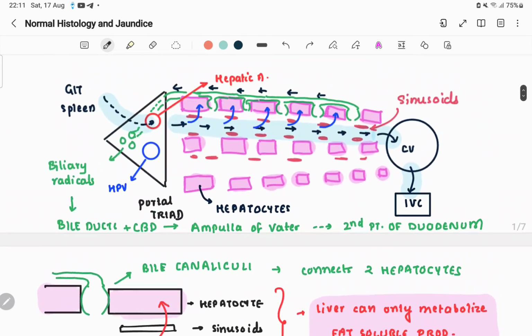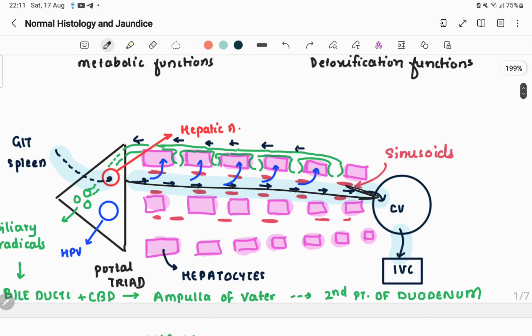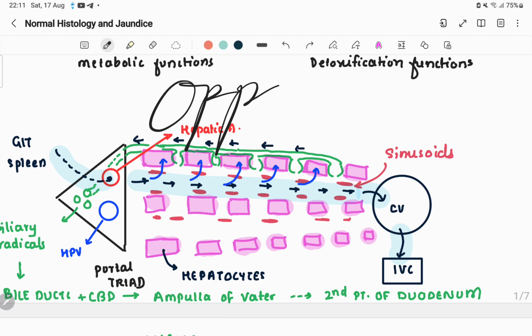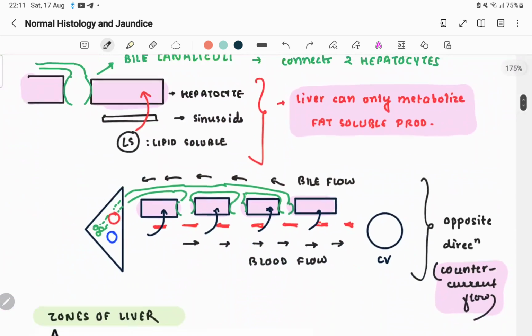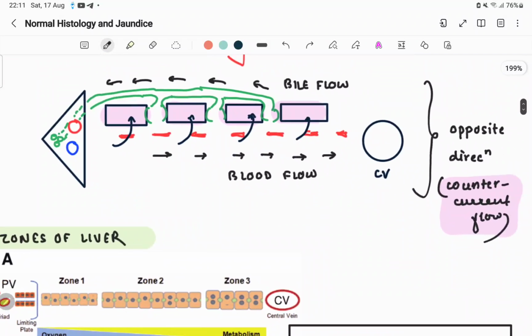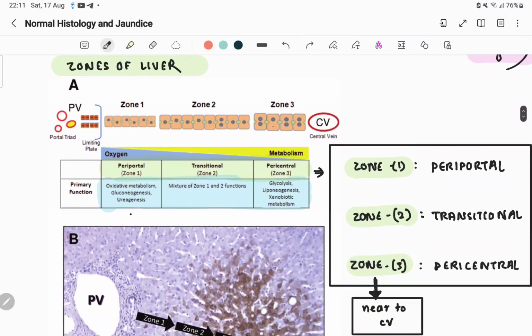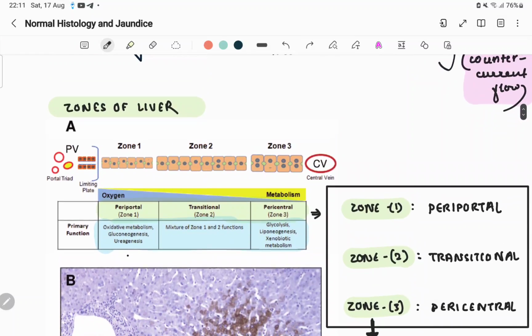So we can observe that the flow of blood and the flow of bile occur in an opposite fashion. Remember, the flow of blood and the flow of bile are in opposite directions, which is called the countercurrent flow. Understood? Okay, let's move on to the zones of the liver.